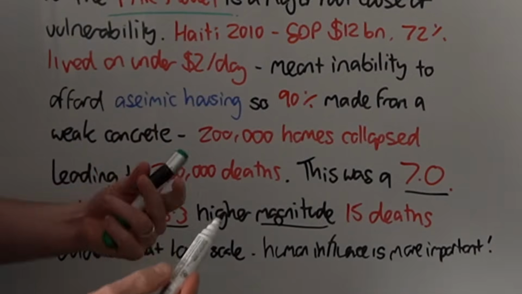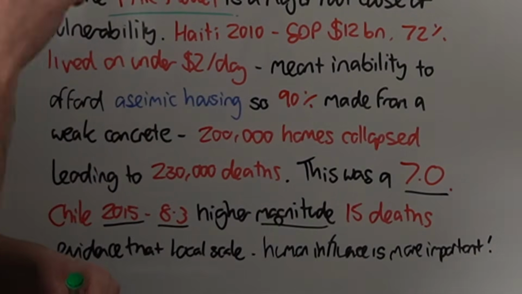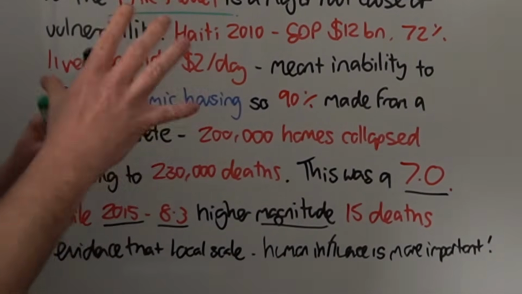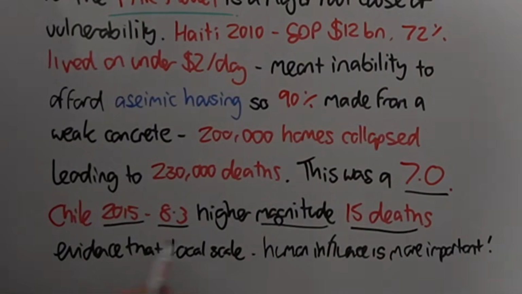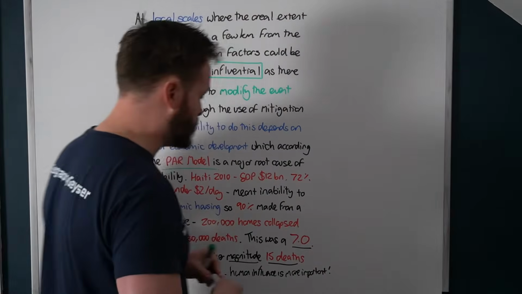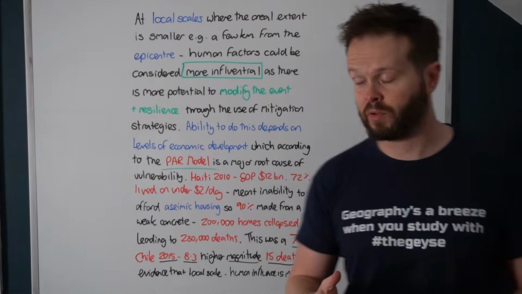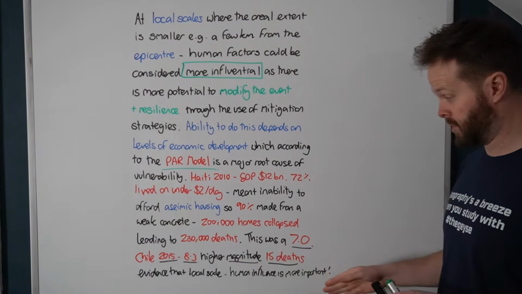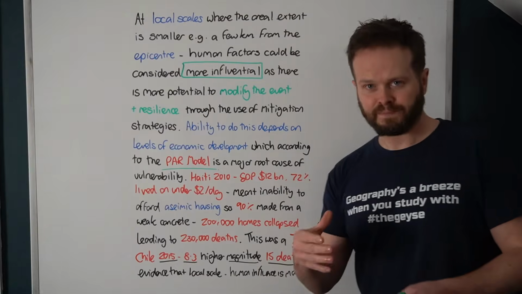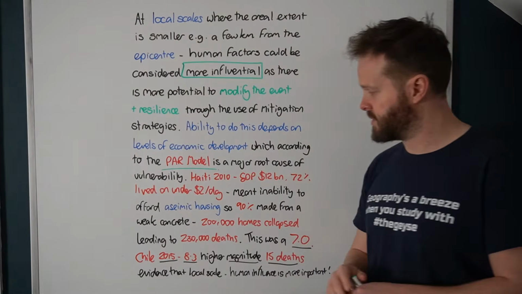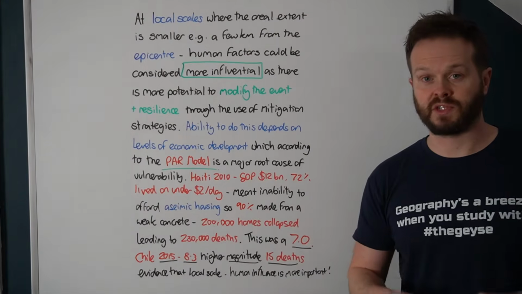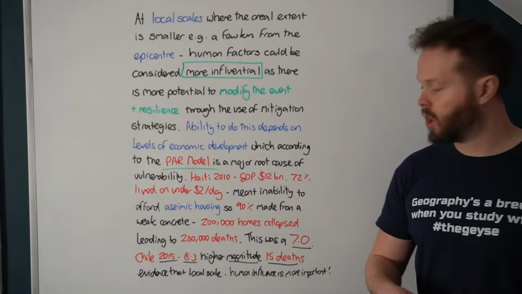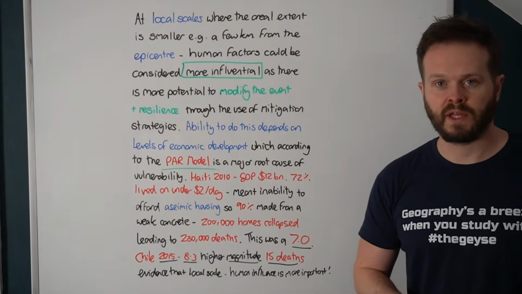Magnitude is a physical characteristic that's often associated with higher scales of disaster. Not necessarily in this case, because there were only 15 deaths. So it's evidence for the fact that the local scale, the human influence, is more important. Now, the bit that I didn't have a chance to include here is that obviously Chile has a higher level of economic development, and they were able to implement more aseismic structures, and therefore the death toll was lower, even though the magnitude was higher.